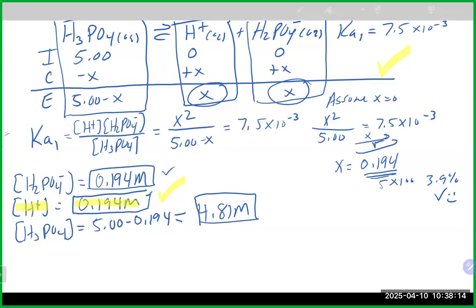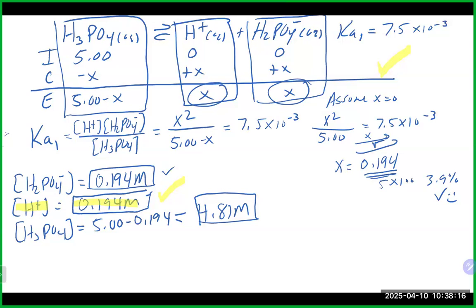We should probably do also that part of the question, which was what is the pH? So we know that basically the pH here is minus the log of 0.194, and that's going to get us a pH of 0.71, which I would say was acidic, yes.